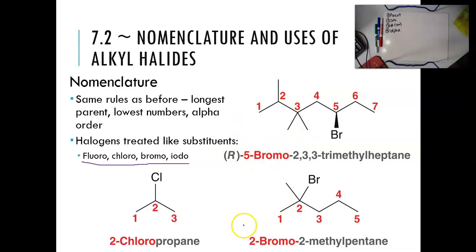So for example, in this bottom one over here, we have a 5-carbon chain. On carbon number 2, we have a methyl and a bromo. So when we put all that information together, we get 2-bromo-2-methylpentane. Bromo comes first, it's alphabetical.